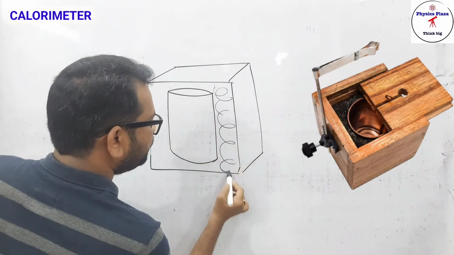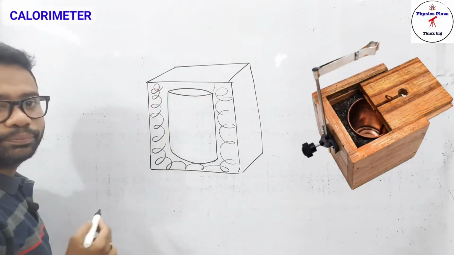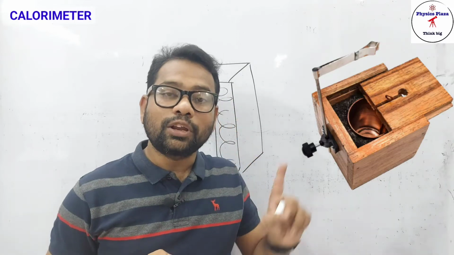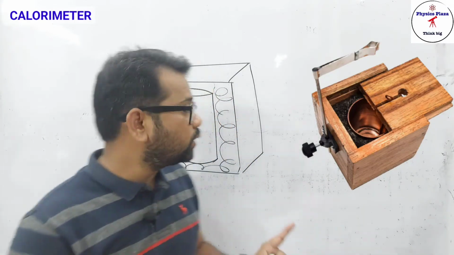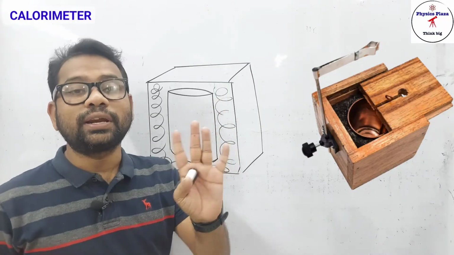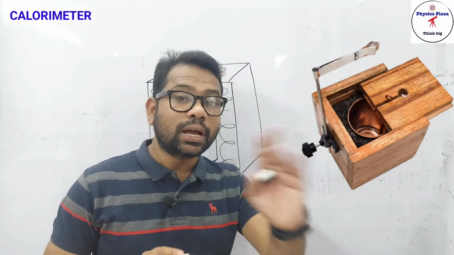These gaps are filled with insulating material, a very poor conductor of heat. So to minimize the heat loss due to conduction, we keep the calorimeter in a wooden box, and the gaps between the calorimeter and the wooden box are filled with what? Insulating material. That is fine. Then how can we minimize the heat loss due to conduction?